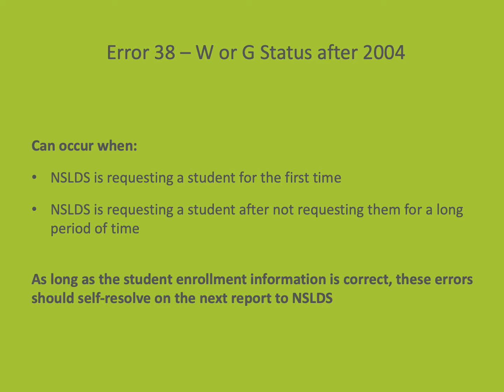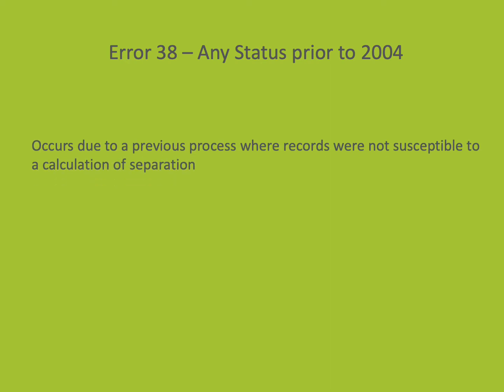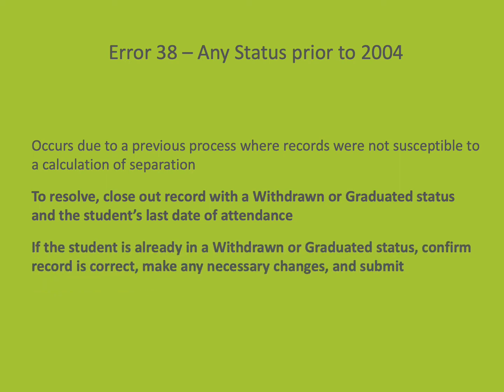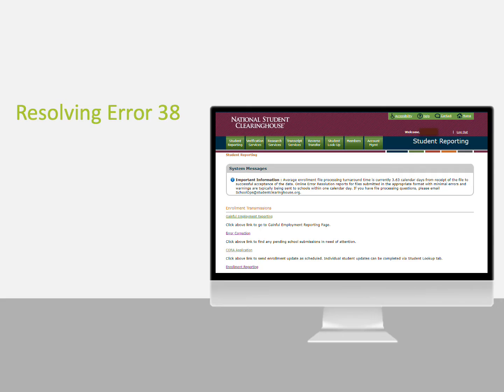The last SSCR Error Code 38 scenario is for students who are in any status with a status effective date prior to 2004. Errors in these cases occur due to a previous process where records are not susceptible to a calculation of separation as they are today. To resolve these errors, close out the student's record with a withdrawn or graduated status and the student's last date of attendance. If the student is already in a withdrawn or graduated status, confirm the record is correct, make any necessary changes, and submit it. Now we will go over how to review and correct a student's record.